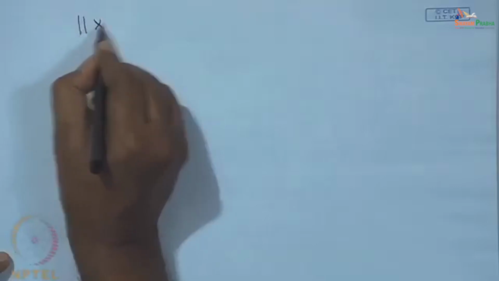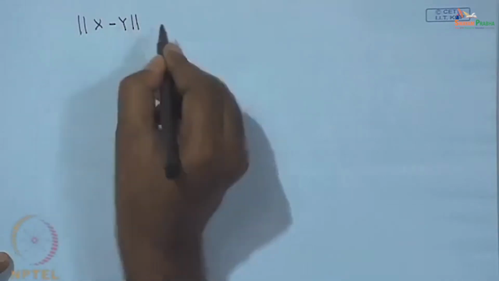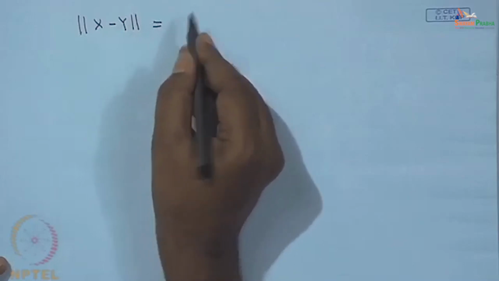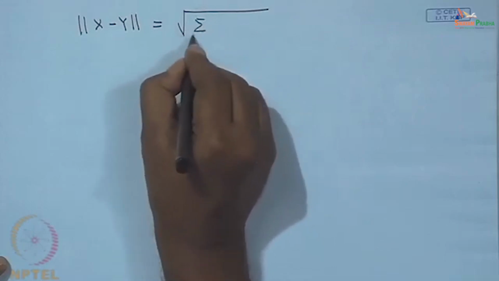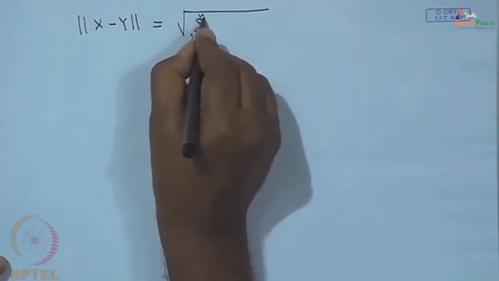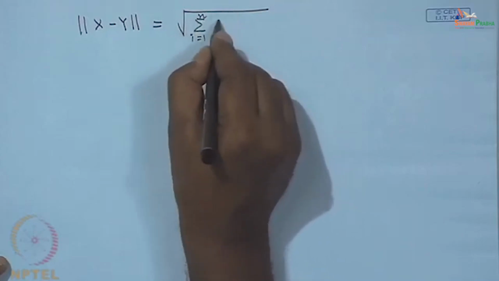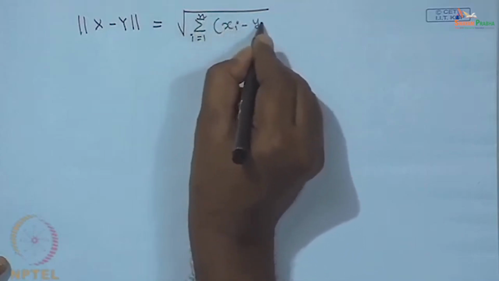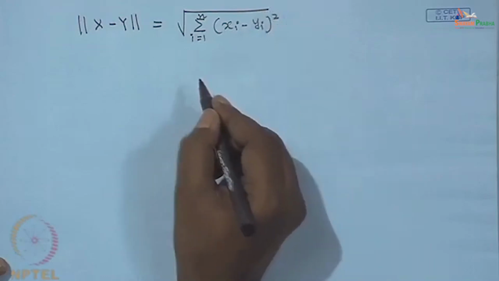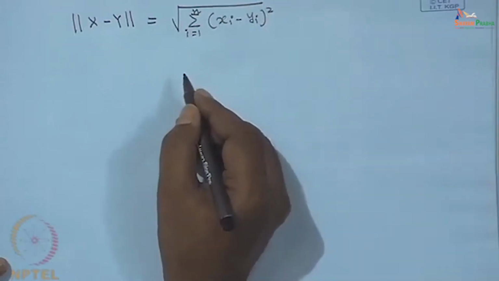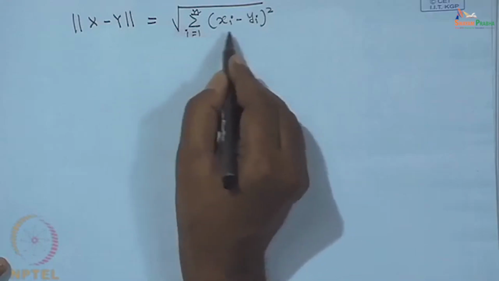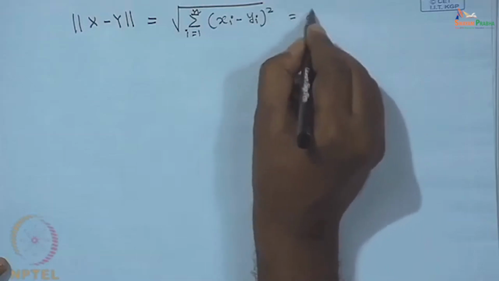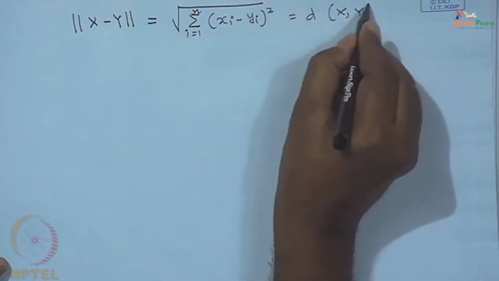Okay. So, what will be the norm of the new vector x minus y? The norm of the new vector is the square root of the summation, where the summation goes from index i equal to 1 to n, of x i minus y i square. Now, if you look into the definition of metric, what is this square root of summation of x i minus y i square? This is nothing but the metric between the two vectors x and y.